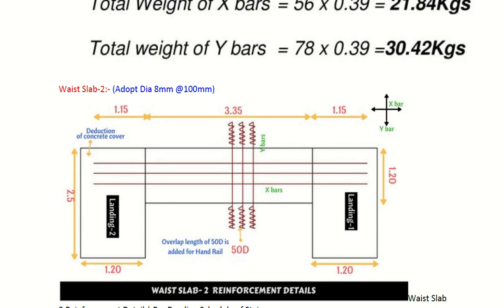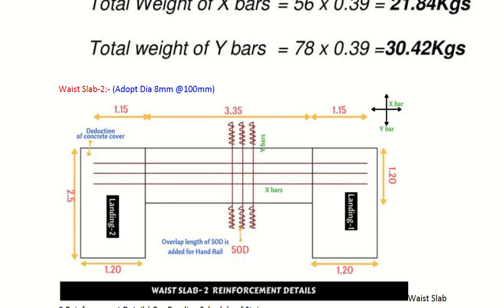Because for the first waist slab you had the connection with the plinth beam. For the second one you have the connection with the two landings, so their calculation will be different. If they were the same I could just multiply by 2, but I cannot do it like this. But you can see the dimensions are the same.